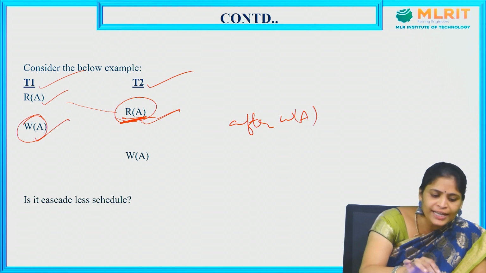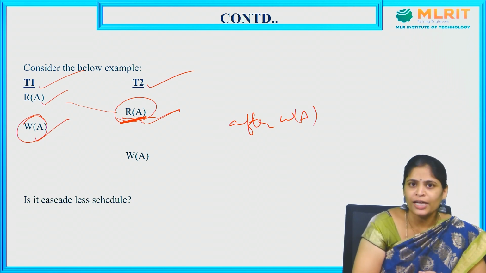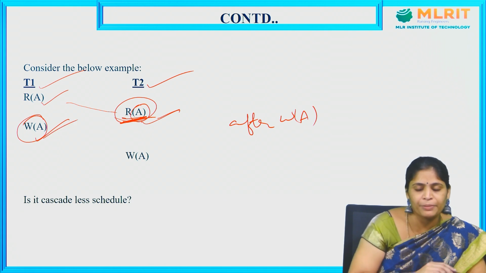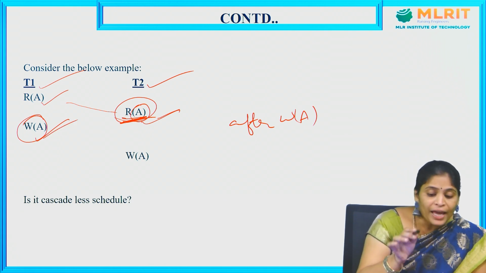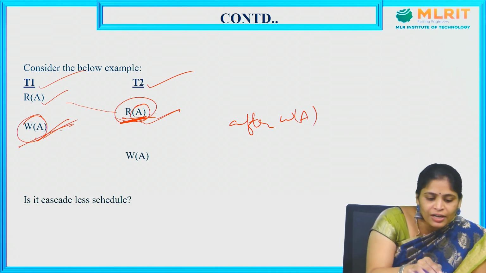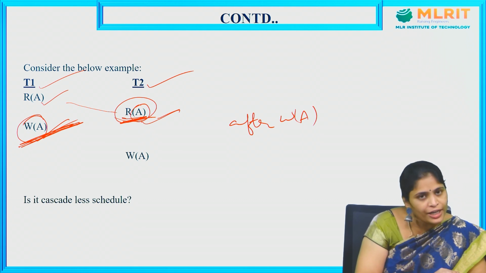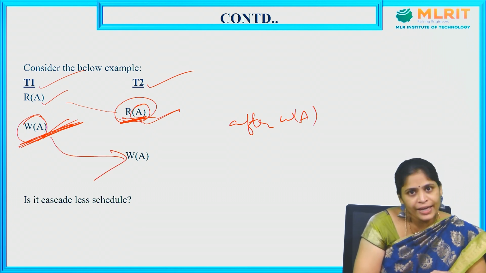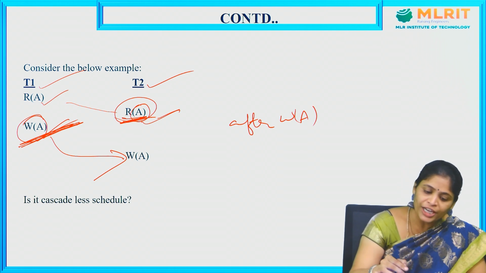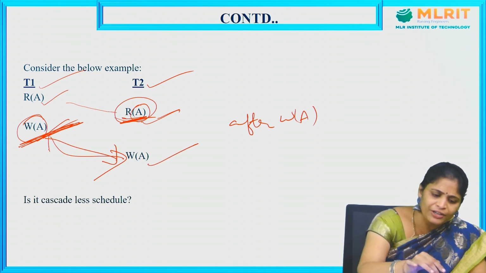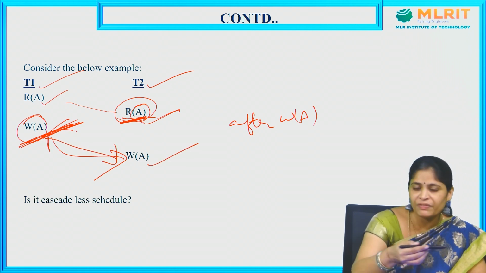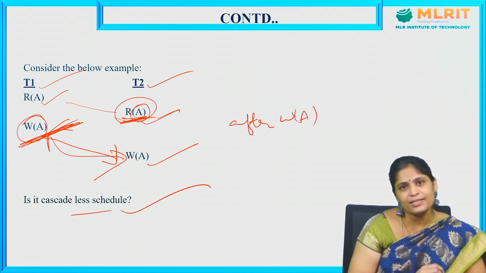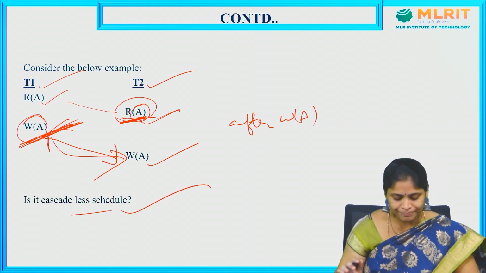Later on, the value has been updated. And after the write operation, the data has been updated again. So it will allow. This is what we call a write conflict, which I explained in our previous example. It will allow. So this is also a cascadeless schedule. Clear?